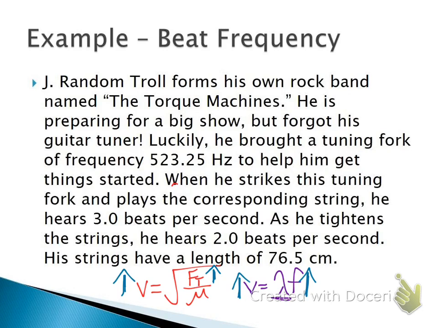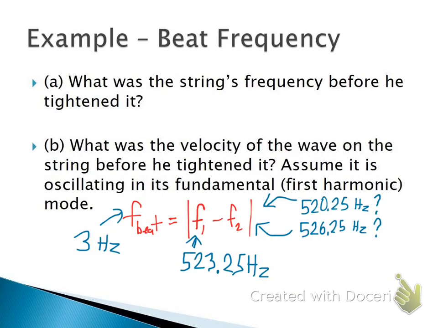And when the frequency went up, it got closer to his goal of 523.25 hertz. Well, if he had started at 526, and then he tightened it, he'd be getting farther away from his goal, so the beats would come more often, not less. That means F2 has to have been 520.25 hertz before he tightened it.